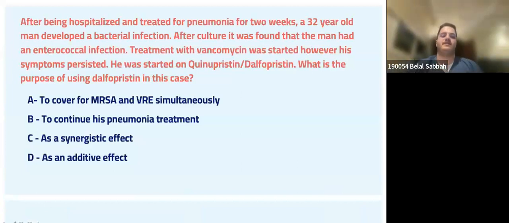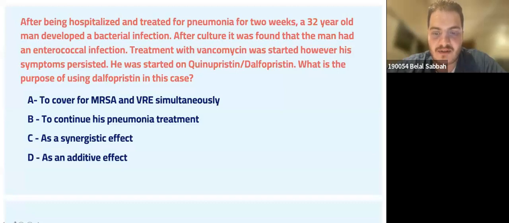Okay, after being hospitalized and treated for pneumonia for 2 weeks, a 32-year-old man developed a bacterial infection. After culture, it was found that the man had an enterococcal infection. So treatment with vancomycin was started. However, his symptoms persisted. He was started on quinupristin and dalfopristin. What is the purpose of using dalfopristin in this case? To cover for MRSA and VRE simultaneously, okay?